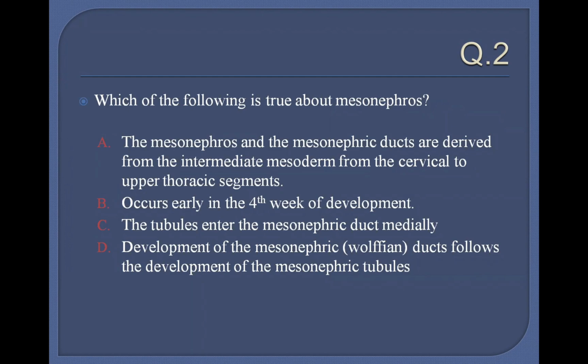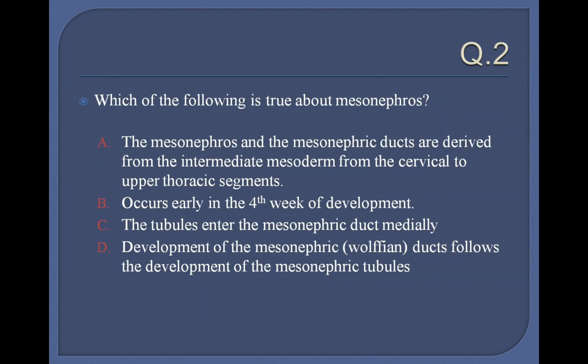The first option is incorrect because it is at the thoracolumbar region. And B is correct because it starts from the 4th week and then the 5th week. This is also wrong. Then tubules enter the mesonephric duct medially. That seems correct. And D, development of Wolffian duct follows the development of mesonephric tubules. No, it is wrong. First tubules will form, then the duct. No, it's C. Yeah, there is a doubt between C and D.